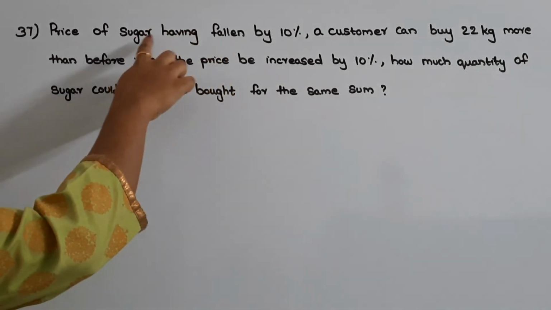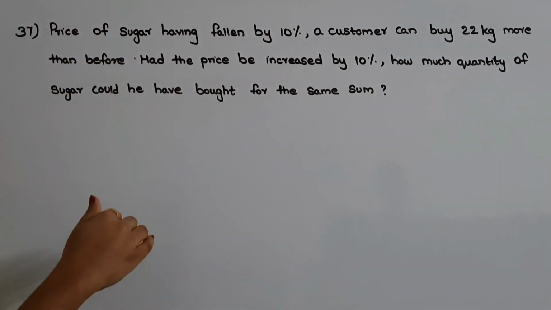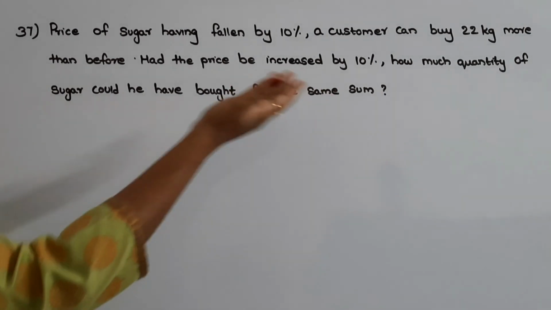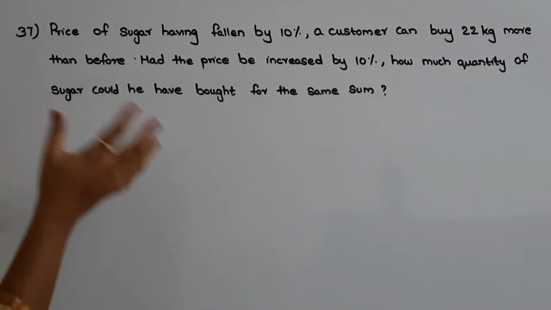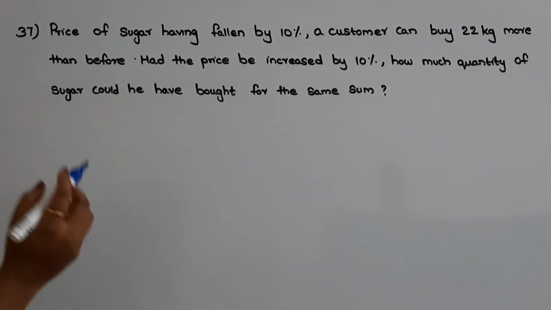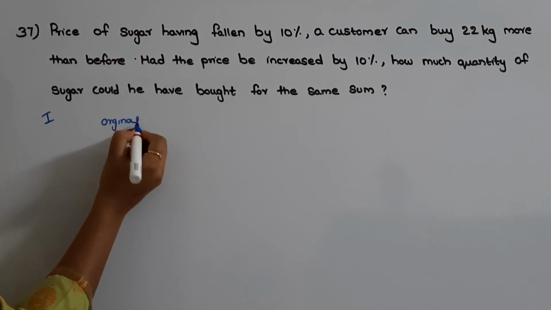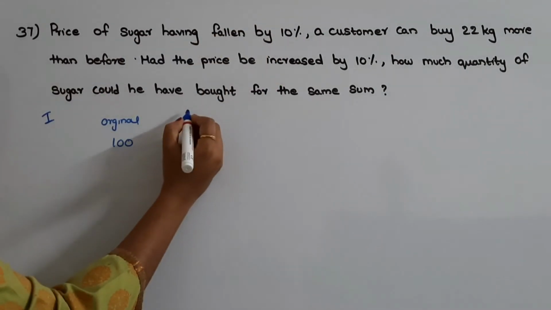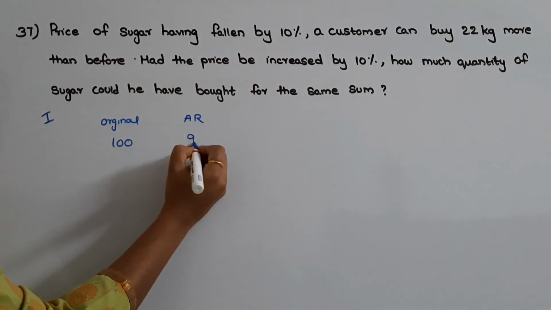In the first case, when the price has fallen, a customer can buy 22 kg of sugar more than before. Okay. So when the price has increased by 10%, we need to find out the quantity of the sugar which the customer can buy. Okay. So for this, first we need to find out what is the original quantity of the sugar which was present there. Okay. So in this question, in the first case, let us assume the original price of the sugar as 100. Okay. Then what, here the price of the sugar has fallen by 10%. Then what will be the price after reduction? After reduction, it will be 100 minus 10, that will be 90.